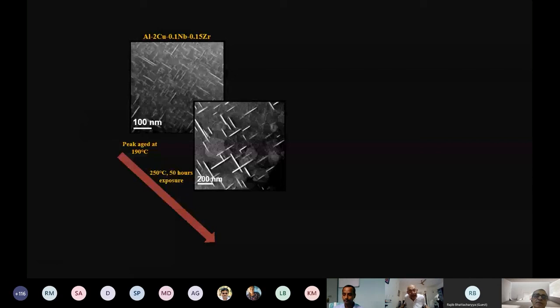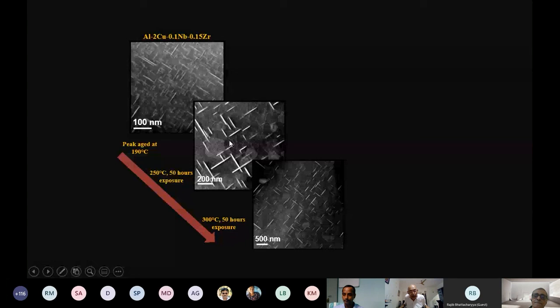But is it stable at high temperature? Does it resist coarsening? So I'll show you a series of experiments kept at different times at different temperatures. This is the peak aged microstructure of our alloy. If we keep that at 250 degrees centigrade for 50 hours, it coarsens a little. At 300 degrees centigrade, 50 hours, you see the microstructure did not change too much.